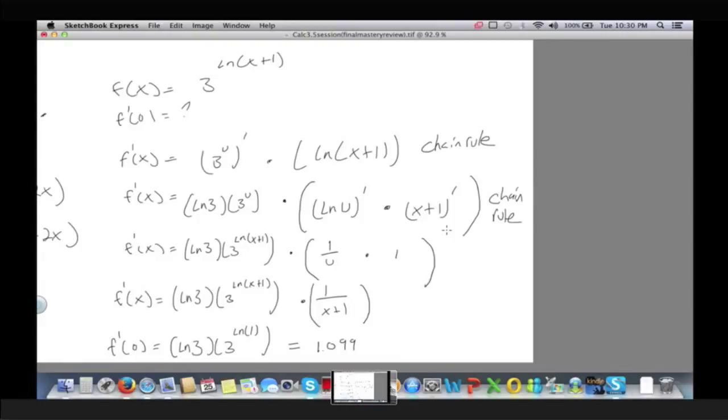Good. Now, in your third line, you wrote down 3 to the u. What does that u stand for? The u stands for the inside function. And what is the inside function? The inside function is the natural log of x plus 1. That's right. You simply took the original function and you replaced natural log of x plus 1 with u.